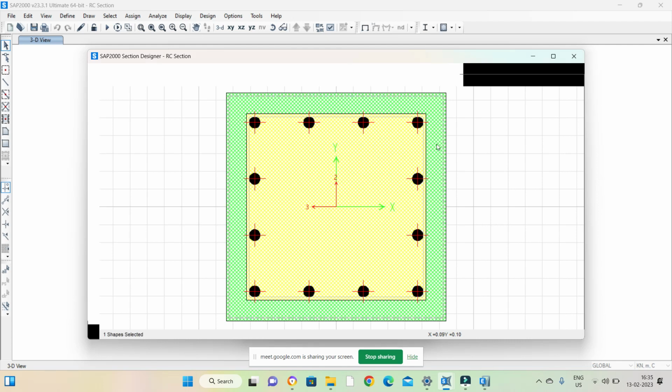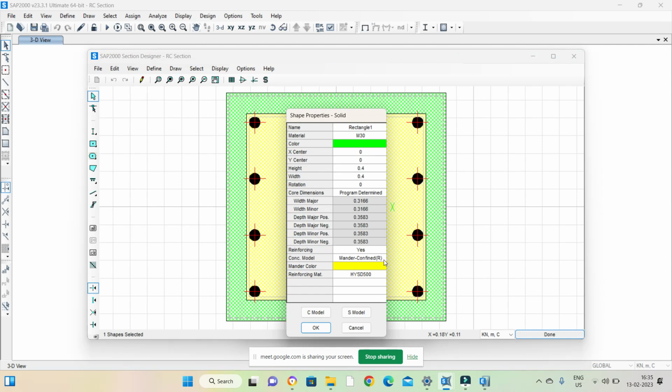So this is in SAP. I think regarding the lateral tie, someone asked me. So I'll be discussing that one.